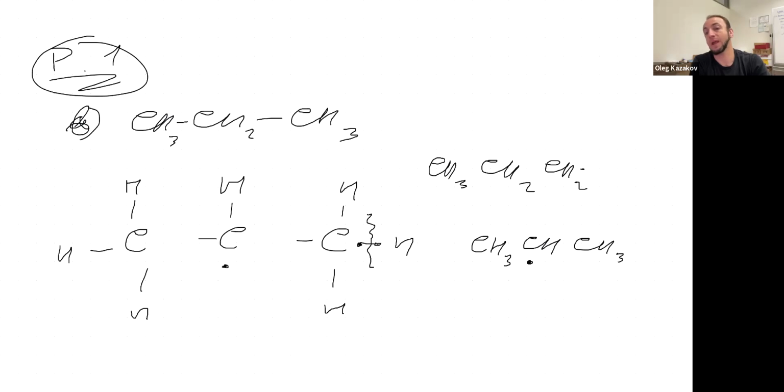So we have the free electron on the terminal carbon. In this case, we have the structure with the free electron on the carbon in the middle. If you think about the placement of the building blocks, then the placement is different.